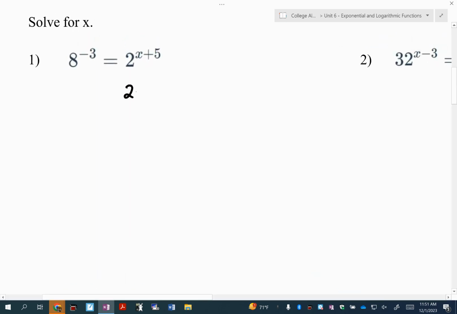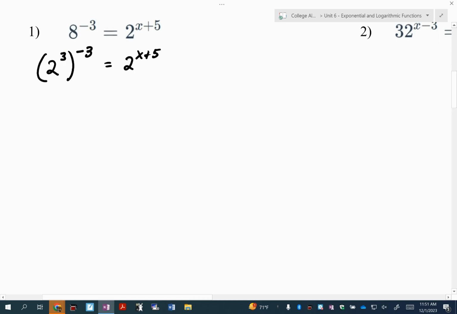So I see 2 to the x plus 5 power. I'm going to copy that down and rewrite 8 as 2 to the third power. It does say -3 in the original power, so I do have to bring that down. And to get rid of these parentheses, when you have a power raised to a power, you multiply. So 3 times -3 is -9.